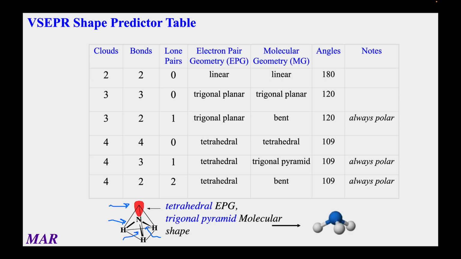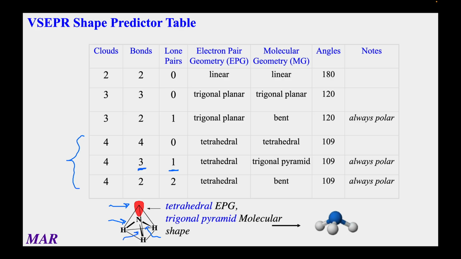So we would say that ammonia has a total of 4 clouds, and in the bottom of this are the 3 possibilities you can have when you have 4 clouds of electrons. To figure out which one NH3 is, you have to realize that 3 of them are connected to bonding pairs, or bonds in this case, and 1 of them is a lone pair. Once you realize that, you can just plug and chug the answers to the right of that.